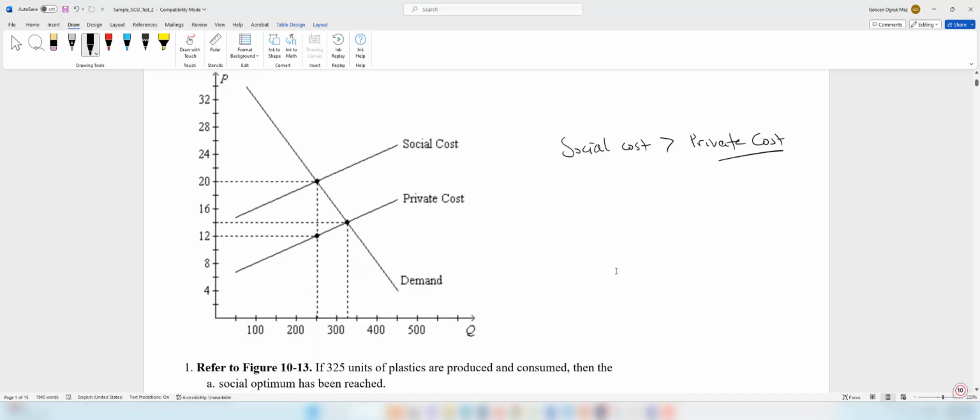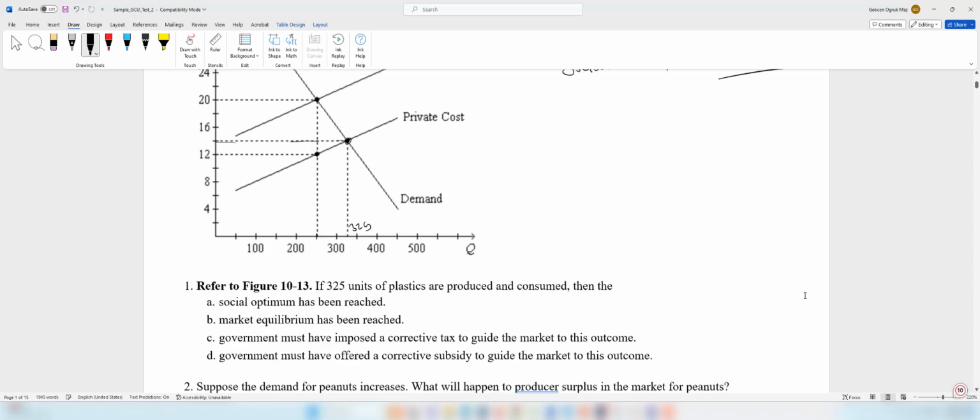If 325 units of plastics are produced, so 325, I believe it's here, and consumed, then what is the outcome? If we are here at 325, we are not reaching the socially optimum outcome, because the socially optimum outcome is here, at the intersection of the demand curve and social cost curve, with a lower production of the good and a higher price. So the outcome that we have is the free market outcome. The right answer is equilibrium has been reached. In this market equilibrium has been reached, but it's not the socially optimum outcome.